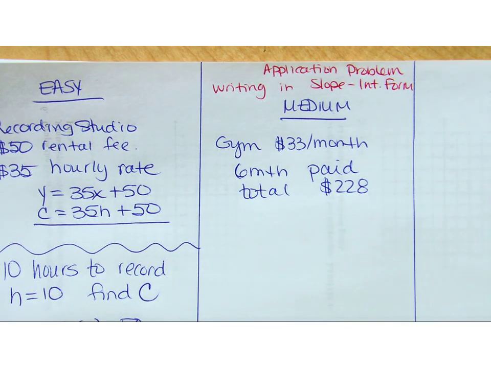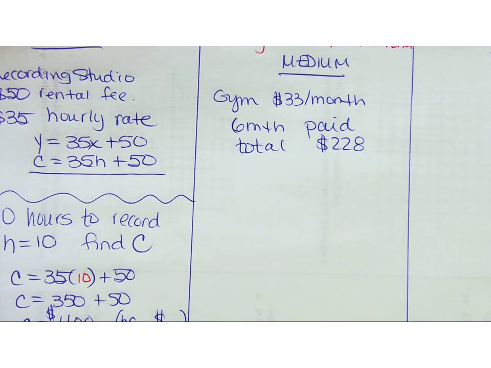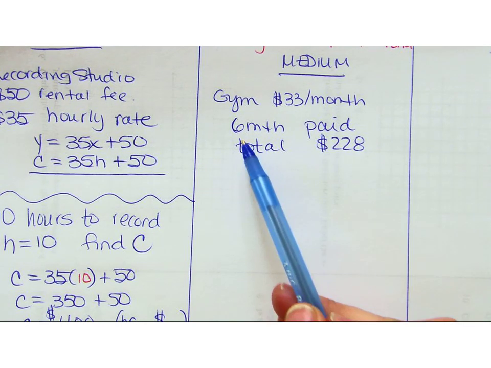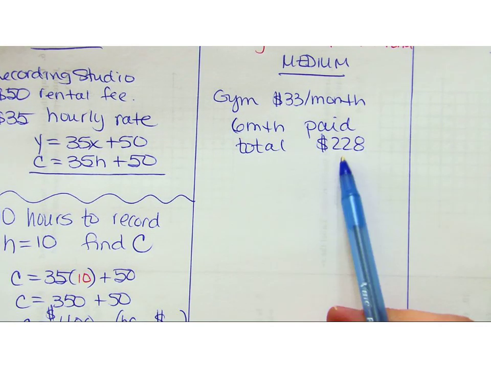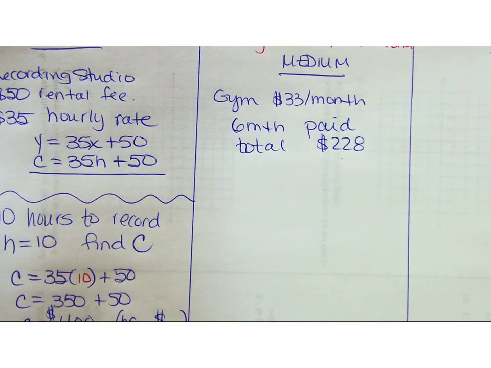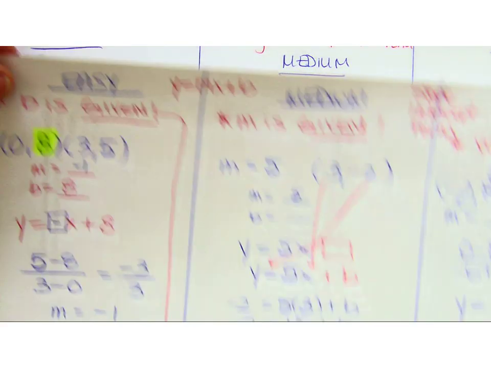But somebody says to you on the street, hey, you're looking great. You going to the gym? Yeah, I've been working out. How much did it cost to join that gym? And you go, shoot, I don't know. I know it's 33 bucks a month, and I know that I've been going for 6 months, and I've paid them this much. Do you see how this is a medium?